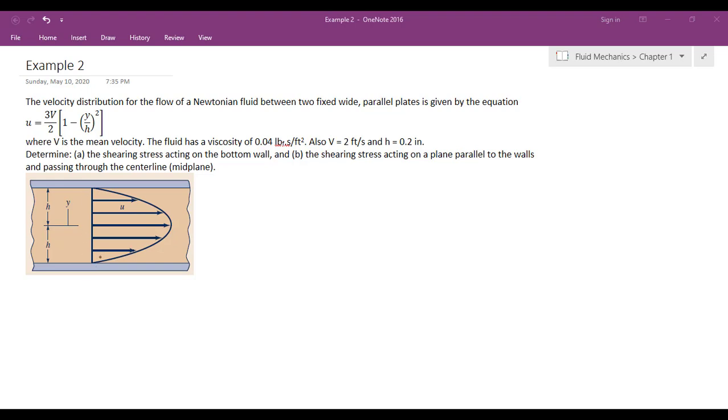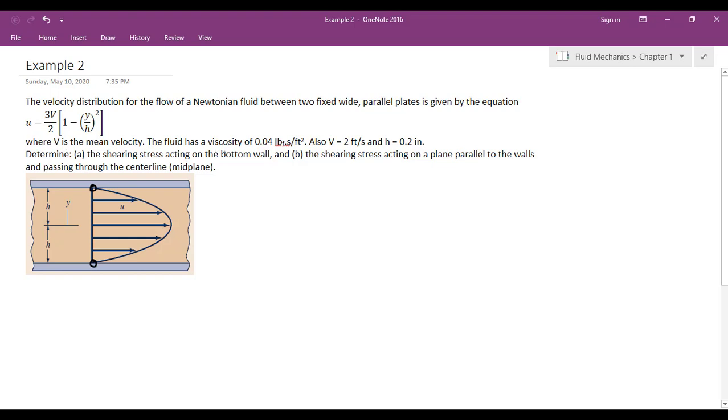The plates are fixed, and as you notice, the velocity of the fluid at the top and the bottom walls is 0 due to the no-slip boundary condition. As we said before, the fluid will stick to the solid boundary, and since the solid boundaries here are fixed, that means the fluid will have 0 velocity at the top and the bottom walls. V is the mean velocity.